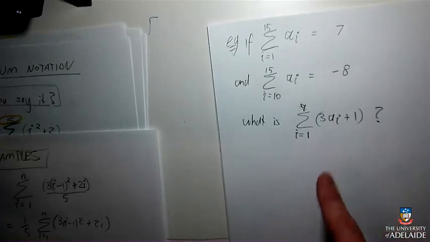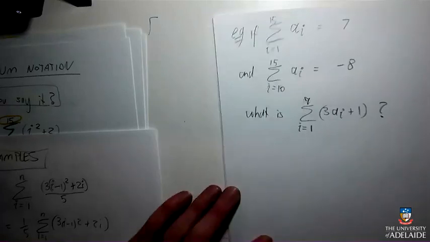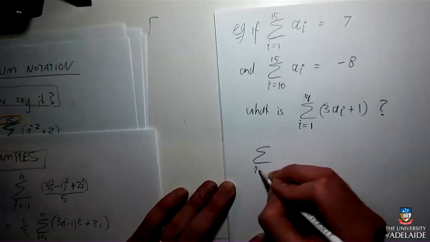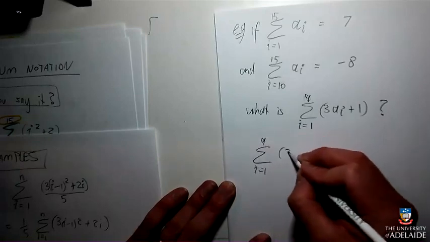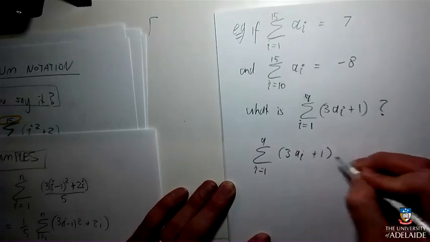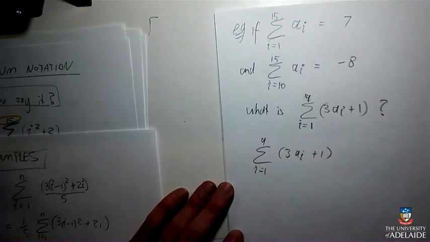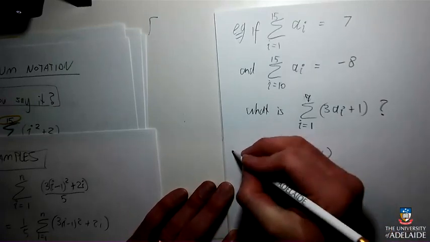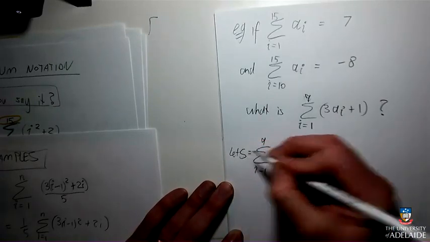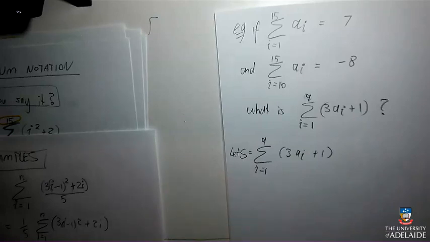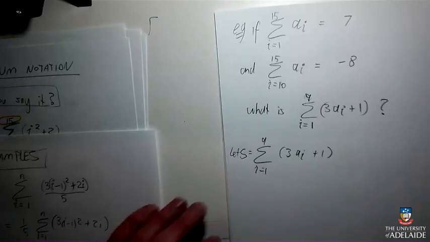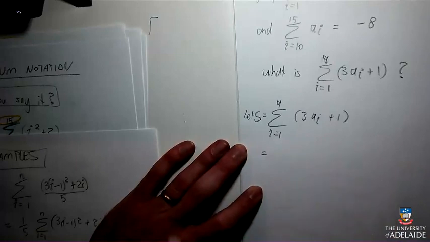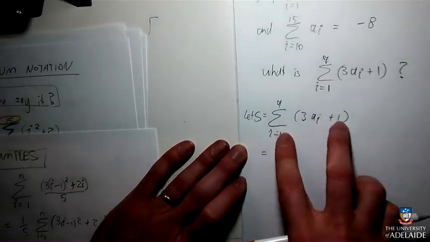My first step would be to try and turn it into something that just has a single sum next to an a_i, because then I've got a chance. So I feel like it will be productive to give this thing a name. Let S be that. S for sum. So my rules say that I can do these two sums separately.